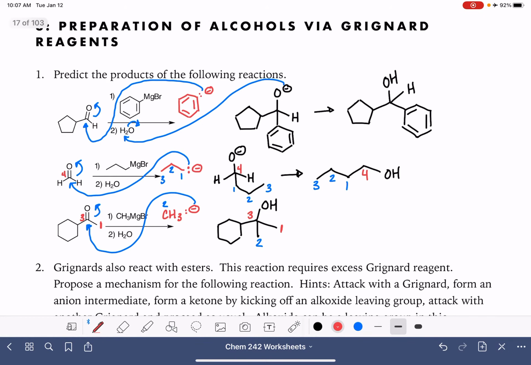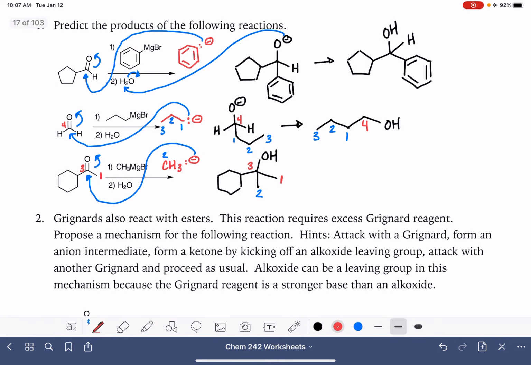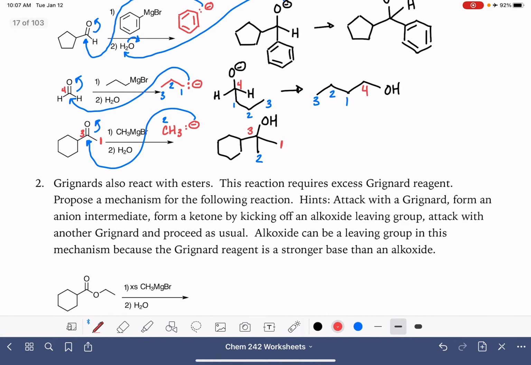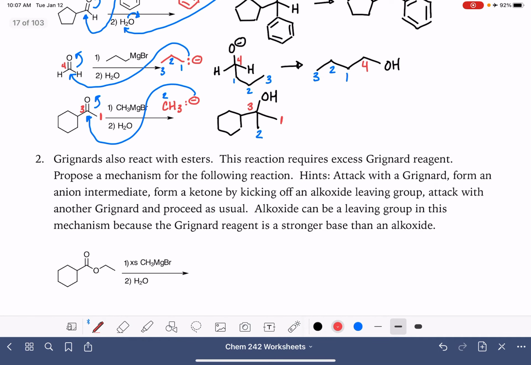Not only do Grignards react with aldehydes and ketones, they will also react with an ester. Here is a Grignard reacting with an ester. We're going to go ahead and draw the mechanism for this reaction. Remember that we want to be thinking about the Grignard as an R-. Let that attack the carbon of the carbon-oxygen double bond. This reaction is going to be really similar to doing a reduction on an ester.